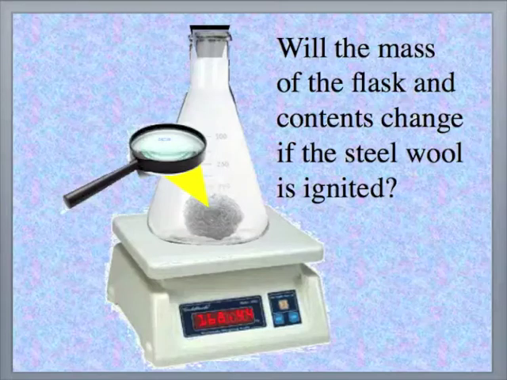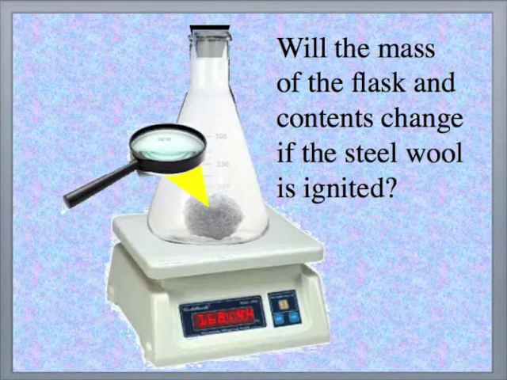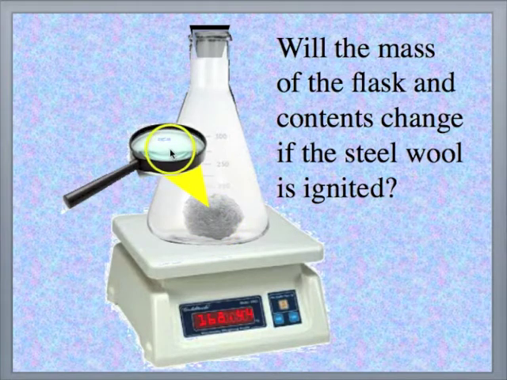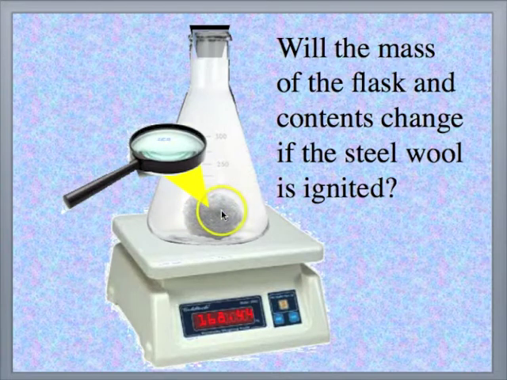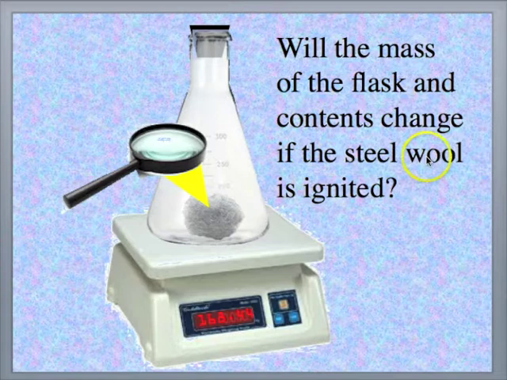Okay, today we'll be talking about Chapter 2, and we're going to start by considering an experiment. If we have an Erlenmeyer flask filled with oxygen gas, and inside also is some steel wool, and we take a magnifying glass, concentrate the sun's energy on the steel wool, and get the steel wool to burn. The question is, will the mass of the flask and the contents change if the steel wool becomes ignited and starts to burn?